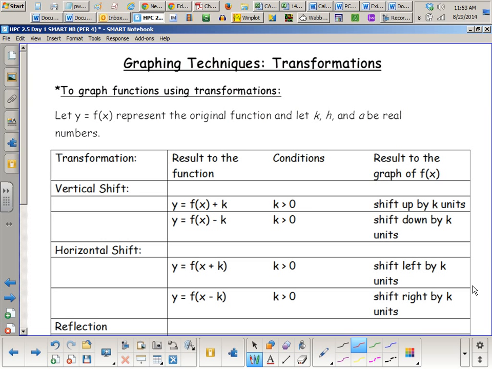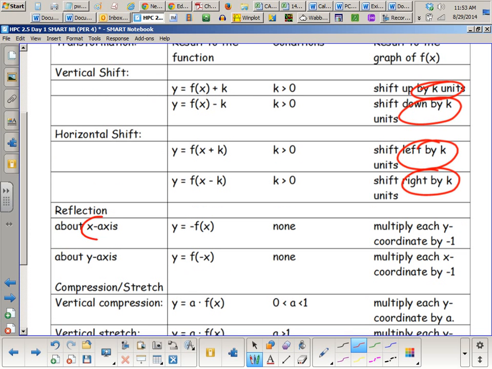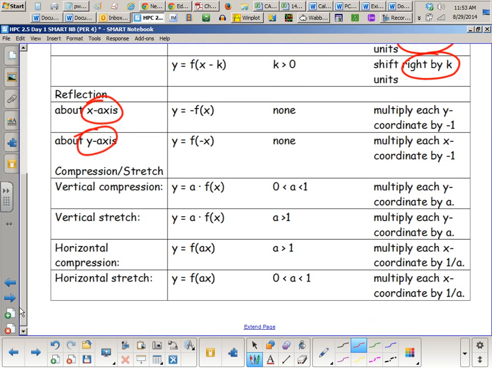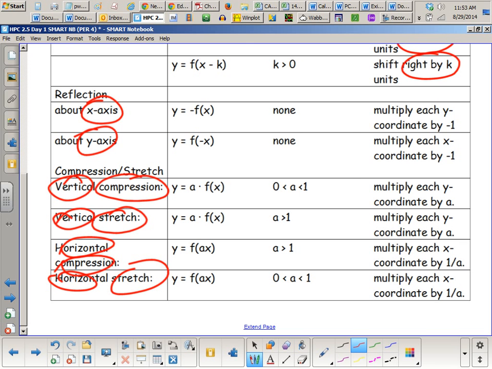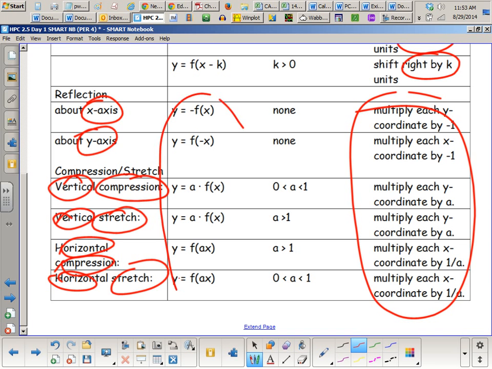What I mean by that is it tells you how to move up by a certain amount, how to move down by a certain amount, how to move left, and how to move right. It talks about how to reflect over the x-axis, how to reflect over the y-axis. It talks about how to do compression and stretching, both in the horizontal and vertical case. It has everything. It tells you exactly what to do. It tells you how to write it. It's got everything. Okay? Pretty nice to have.